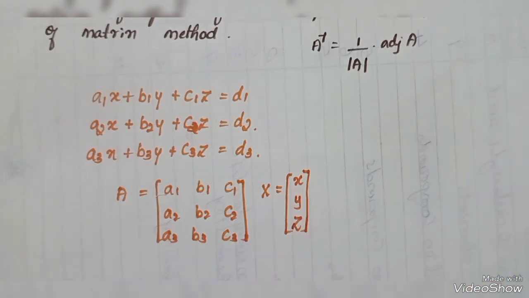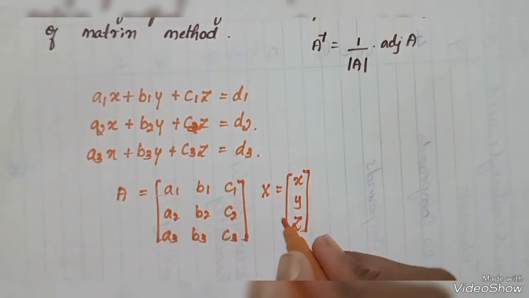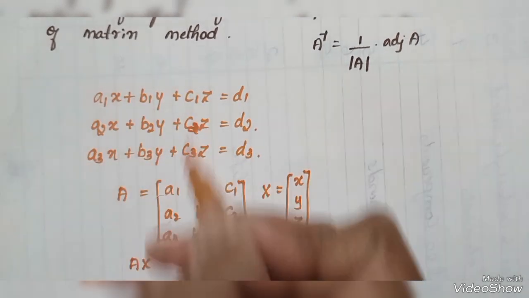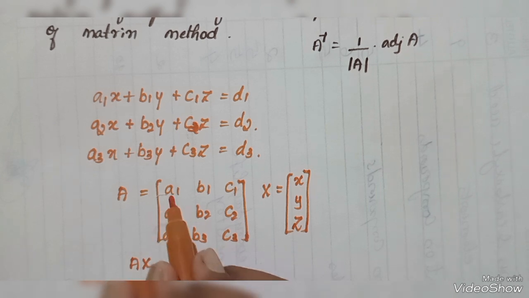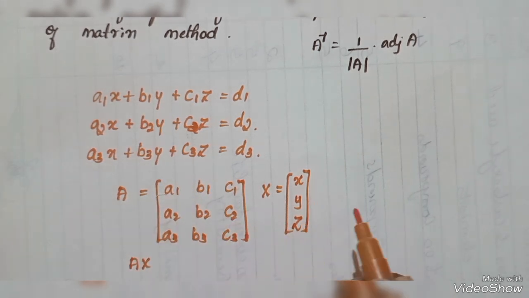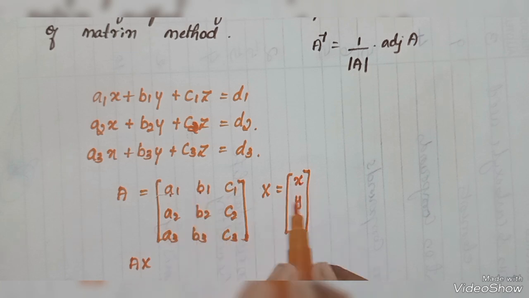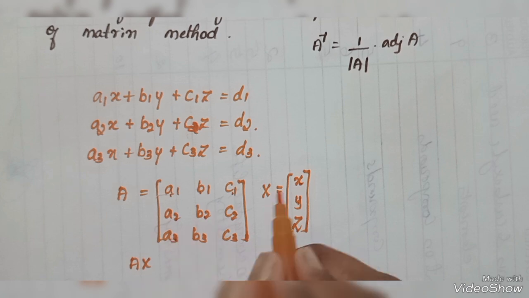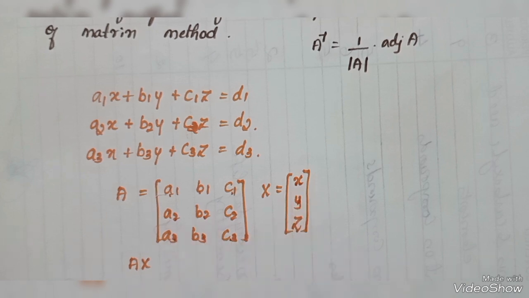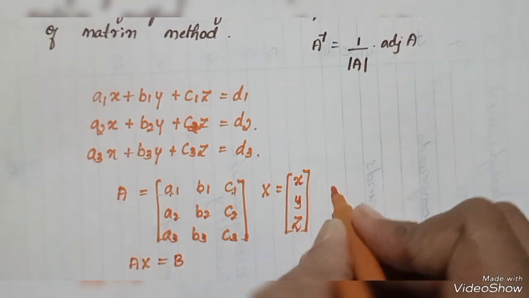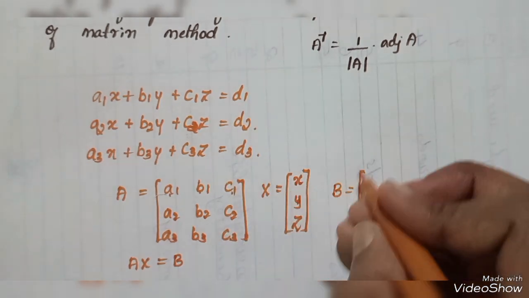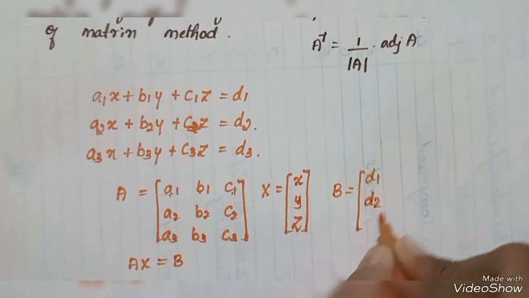Again we multiply A into X, and we get the system of equations, row by column. We get the same result: a1x plus b1y plus c1z, similarly a2x plus b2y plus c2z, a3x plus b3y plus c3z. Then the matrix B contains the elements d1, d2, d3.